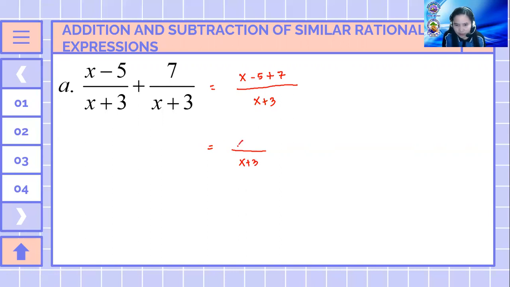Then we have x, negative 5 plus 7. The answer is 2. Negative 5 plus 7 is equal to 2, right? So we have x plus 2 over x plus 3. Therefore, this is the final answer. Okay. Questions? Let's proceed with the next example.